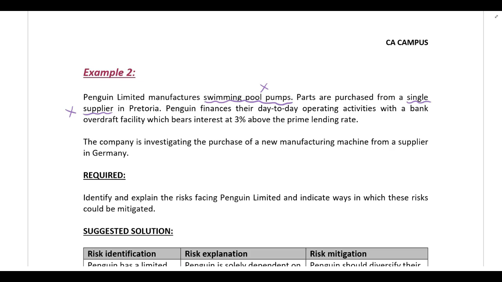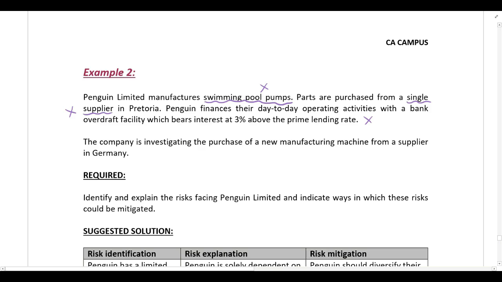Penguin finances their day-to-day operating activities with a bank overdraft facility, which bears interest at 3% above the prime lending rate. So this is going to expose the company to interest rate risk. If interest rates increase, they are going to pay more on their overdraft facility. So that's also a negative aspect.